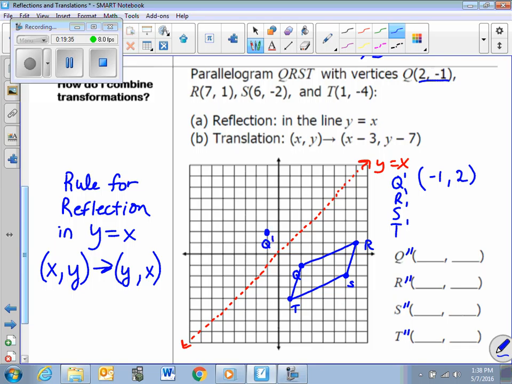R prime is going to be 1, 7. 1, 2, 3, 4, 5, 6, 7. So there's R prime. S prime will be -2, 6. We're just flipping our x and y. 1, 2, 1, 2, 3, 4, 5, 6. That's S prime. And then finally, T prime will be negative 4, 1. So there's T prime. So let's draw in our parallelogram here.